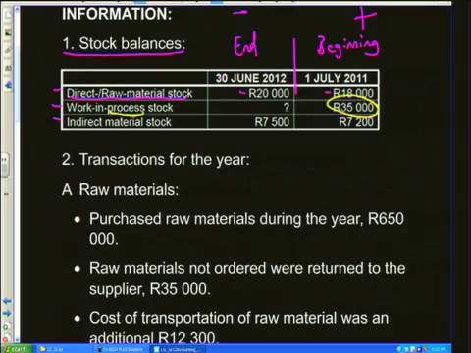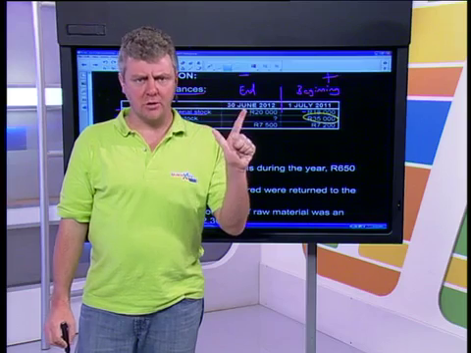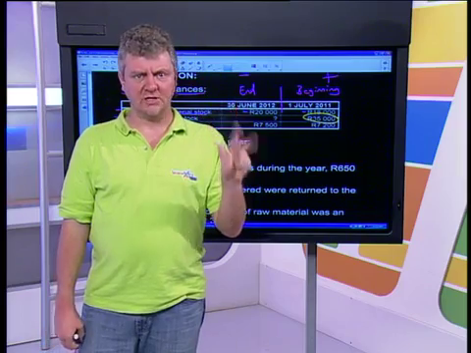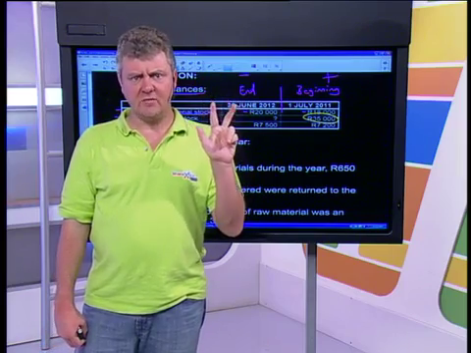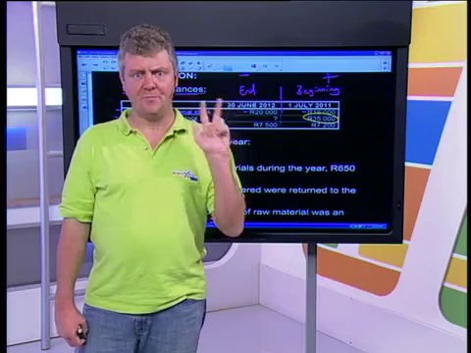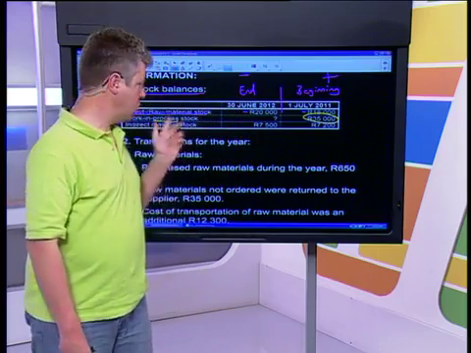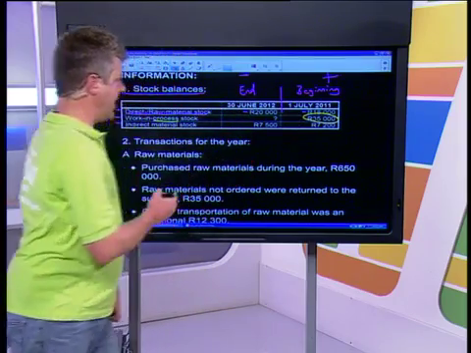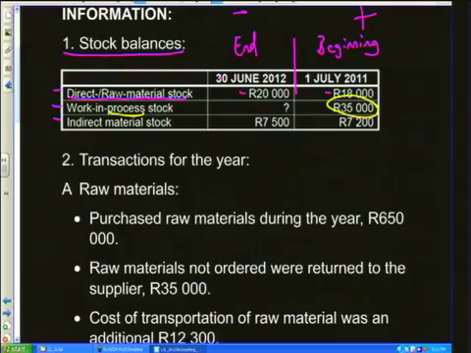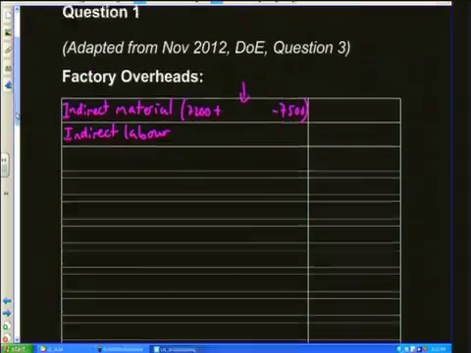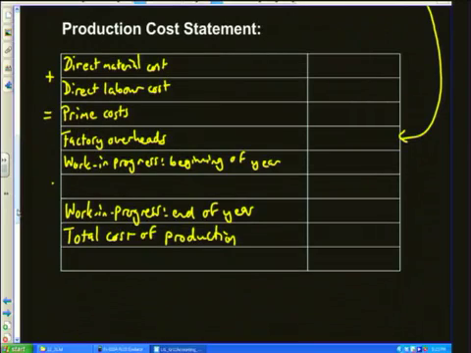It usually has three names. It can be called work in process, it can be called work in progress, and sometimes they also call it the production account. So if you see any of those three names, just be aware that that deals with work in progress or work in process. So this 35,000 was the balance on work in process at the beginning of the year. So I'm going to take it and put it in its right place, which is the work in progress at the beginning, and that was 35,000 Rand at the beginning of the year.